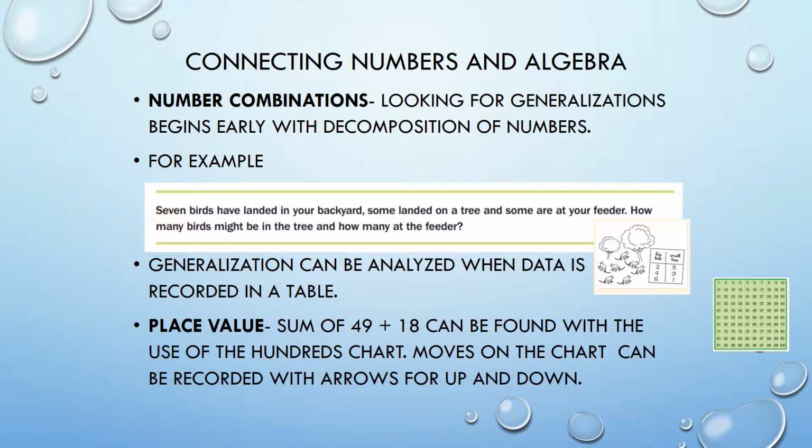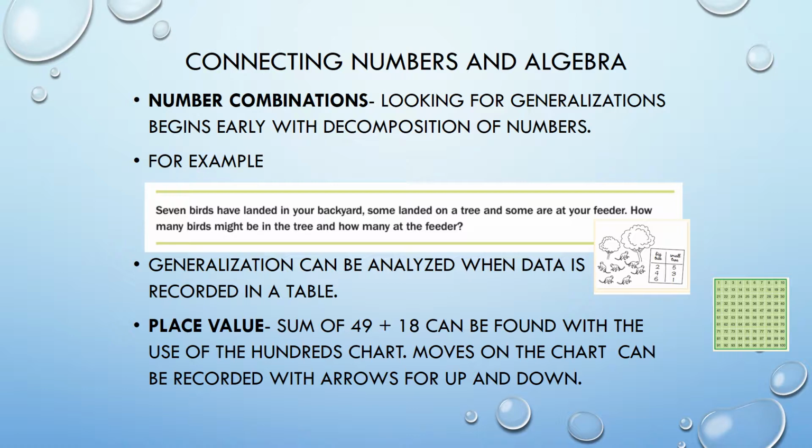And you can see that some landed in a tree. No, it looks like it was 5 for the first one. And then in the feeder, 2. So those two things add up to 7. And then 4 and 3 add up to 7. And 6 and 1 add up to 7.